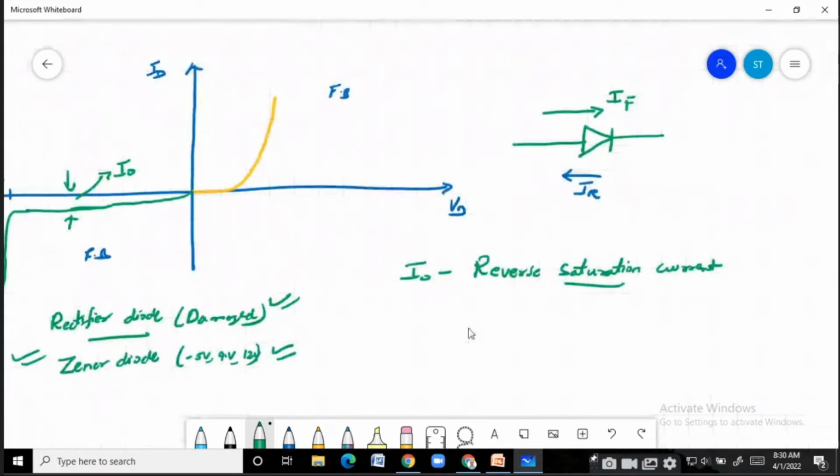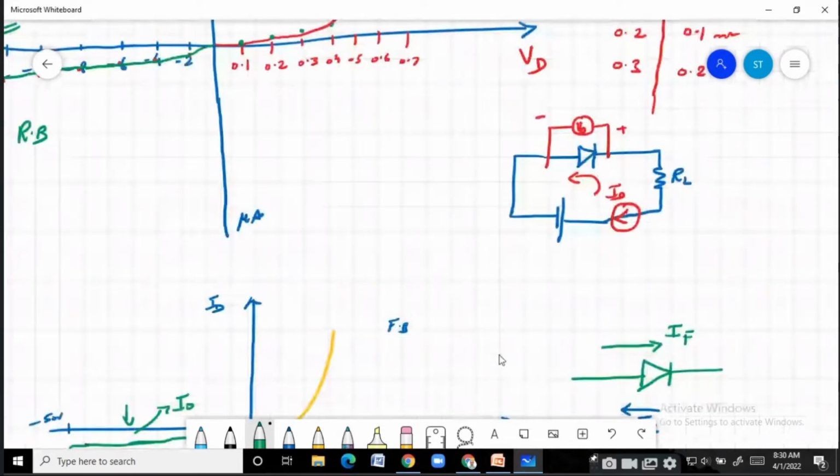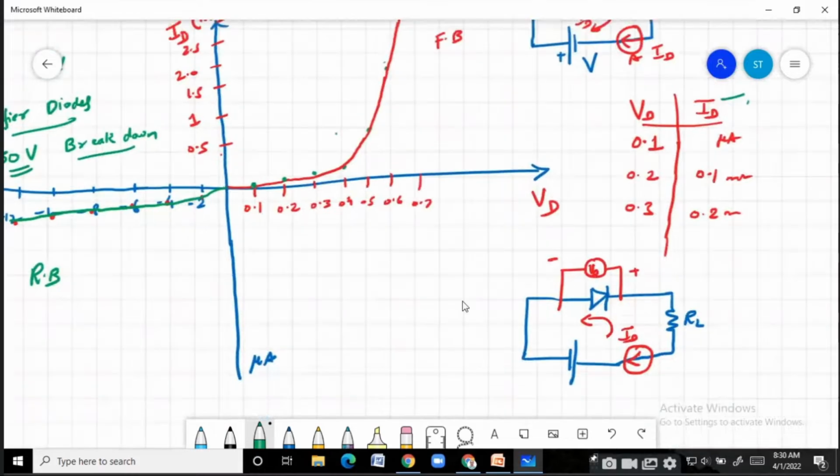So in rectifier diodes, the breakdown region for forward bias is very early in comparison to reverse bias. No, it's not called breakdown. In the rectifier diode, this is not called breakdown.